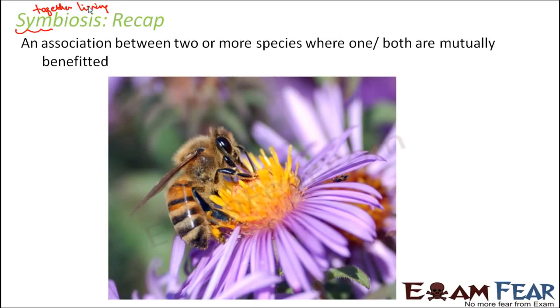For example, on the screen you can see a honeybee and a flower. Here the honeybee is benefited because it gets the nectar from the flower, so it is getting its food from the flower. And how is the flower benefited? The flower is being pollinated by the honeybee. So both of them are mutually benefited, and that is why this association is known as symbiosis.